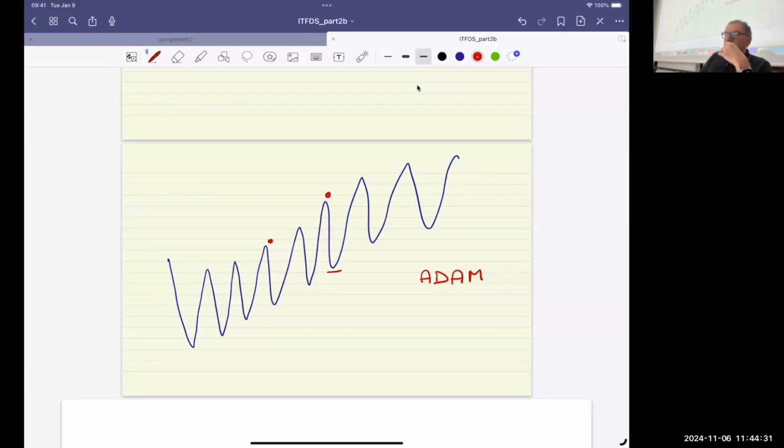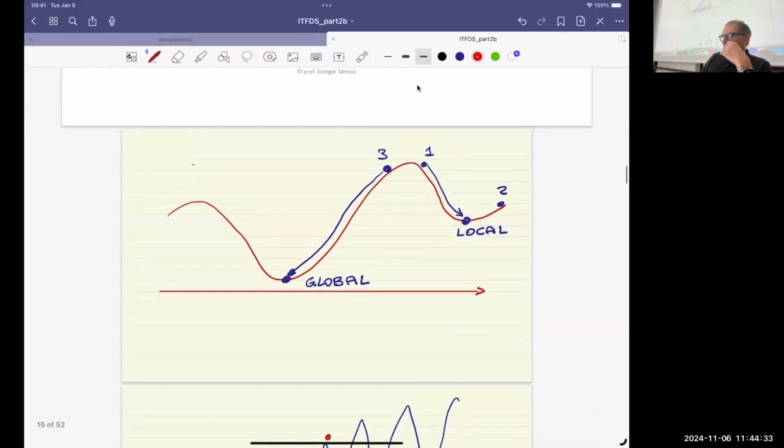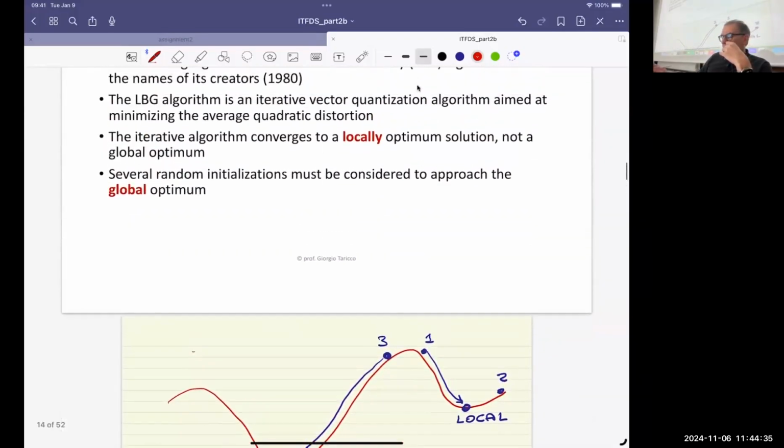This digression is just to say that the LBG algorithm does not converge to a global minimum because the problem is not convex, and so we need repeated initializations in order to reach a good minimum that is not necessarily the global minimum.